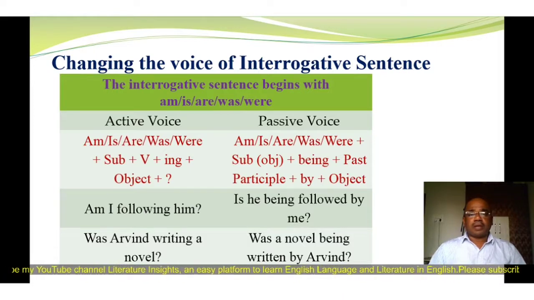Am I following him? Is he being followed by me? Second sentence, was Arvind writing a novel? Was a novel being written by Arvind? So these are the examples of active voice and passive voice. Interrogative sentences begin with am, is, are, was and were. The student has to keep in mind these structures very carefully so they can easily change the interrogative sentence beginning with am, is, are, was, were from active voice to passive voice.